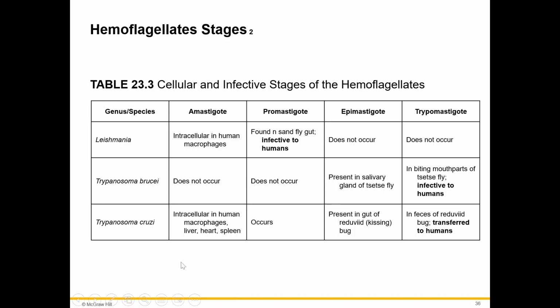And so, T. cruzi, right? This is where it will be in the human macrophages, right, of our liver, our hearts, and our spleens. Not good. And so yes, it does have a promastigote stage, but the epimastigote is alive in a true bug in the family Reduviidae, and we call this bug the kissing bug, okay? And so this occurs in the feces of reduviid bugs, and so that's when it can get transferred into humans.